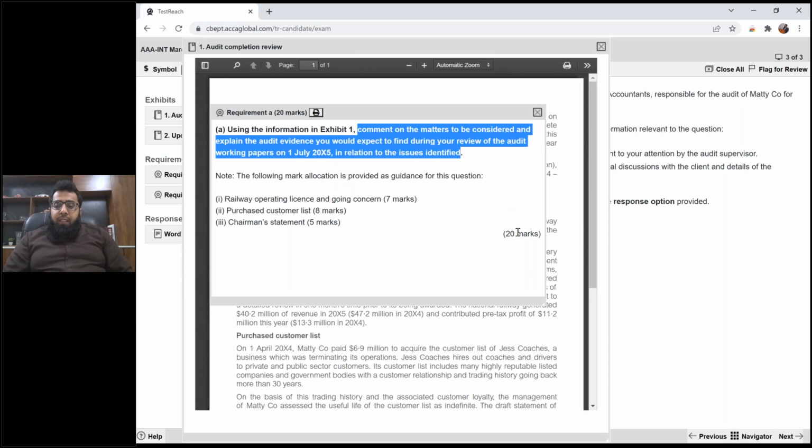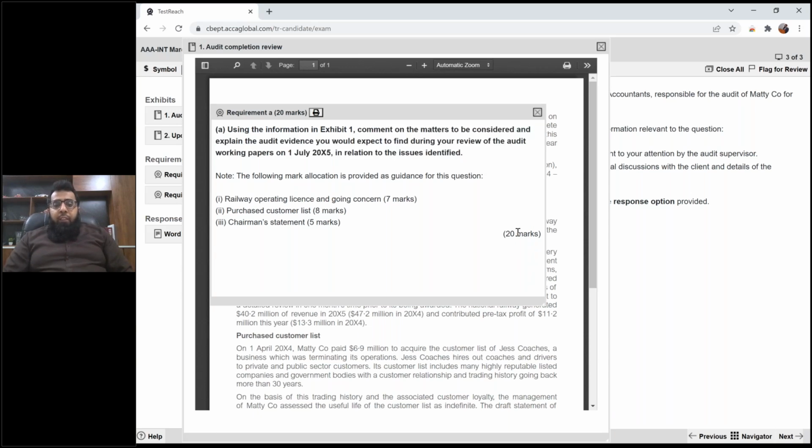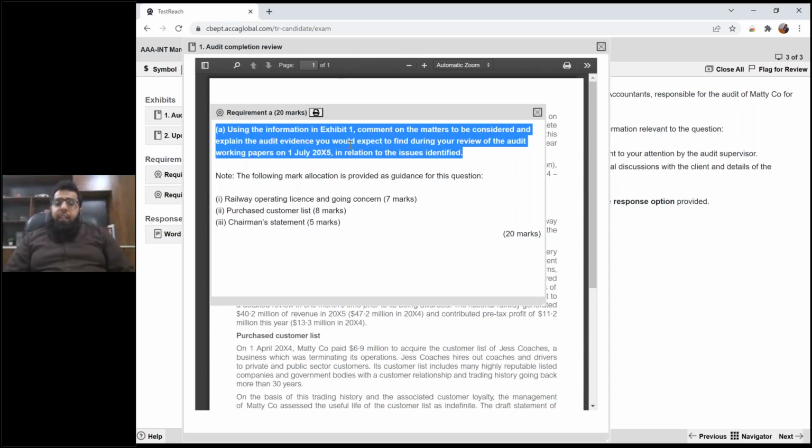There are 20 marks available. Railway operating license and going concern, 7 marks. Purchased customer list, 8 marks. And chairman statement, 5 marks. So it is a very routine requirement, and we will start with it. We will not change the sequence. Using the information in exhibit one, comment on the matters to be considered and explain the audit evidences.